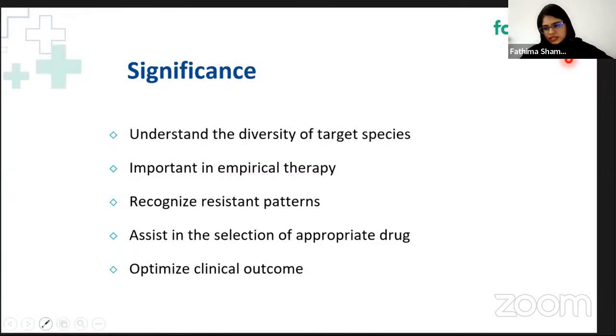Now, what is the significance or importance of knowing the spectrum of activity? So first thing, to understand how antifungal agents act on the diversity of different fungal species. It also guides in empiric therapy, where healthcare professionals can make informed decisions when they suspect fungal infections. It also helps in recognizing resistant patterns, also assists in selection of appropriate drug, and also helps in providing better therapeutic outcomes.